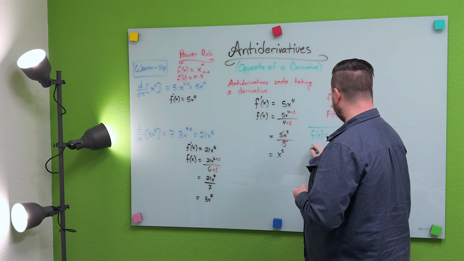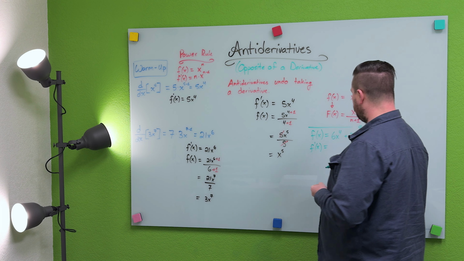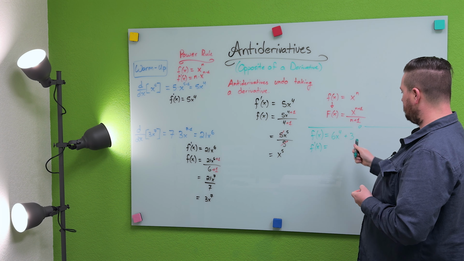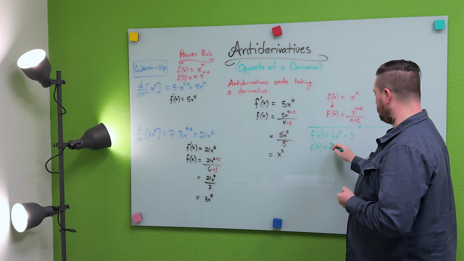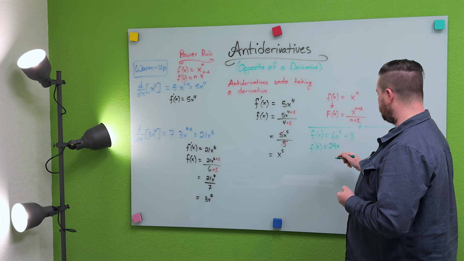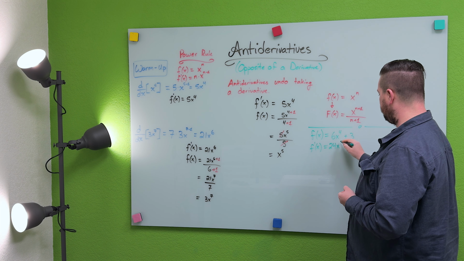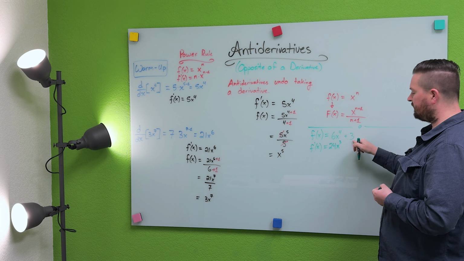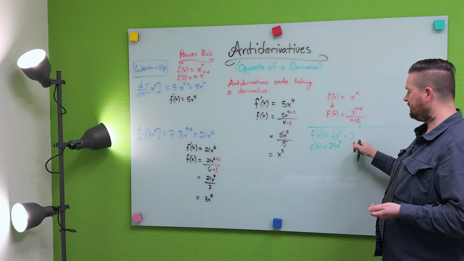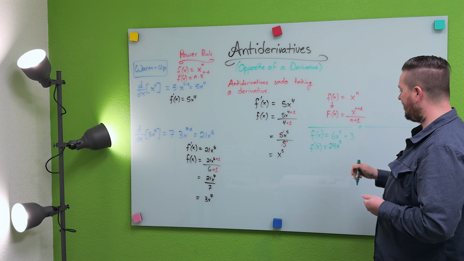If we take the derivative of the left side of the equation, we get f prime of x. If we take the derivative of the right side of the equation, we're going to take the 4 down, multiply it by 6, we get 24. Then we subtract 1 from the exponent, 4 turns into a 3. And then the derivative of this constant number 3 is just 0. So that just goes away, and this is our derivative.